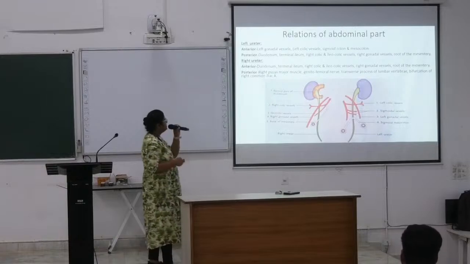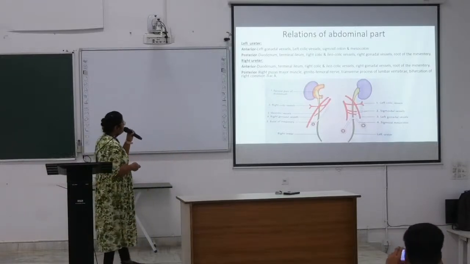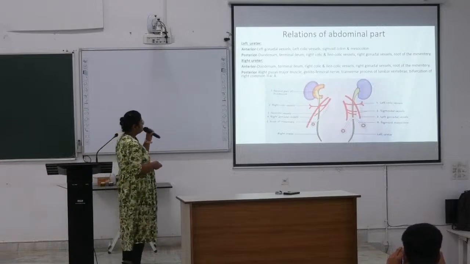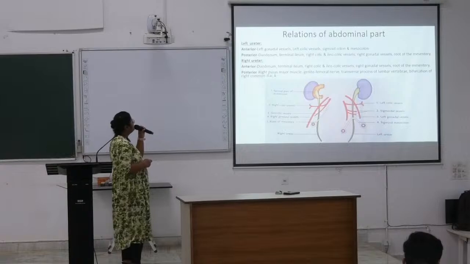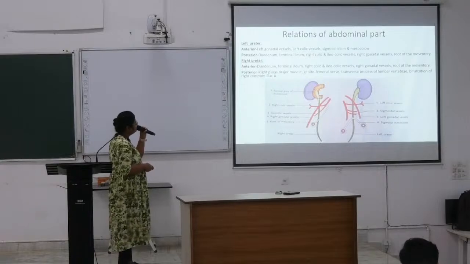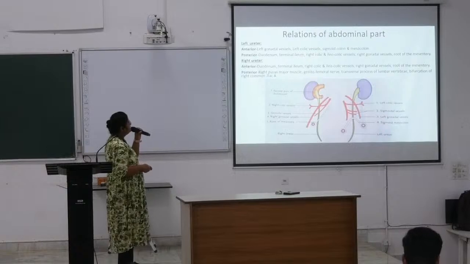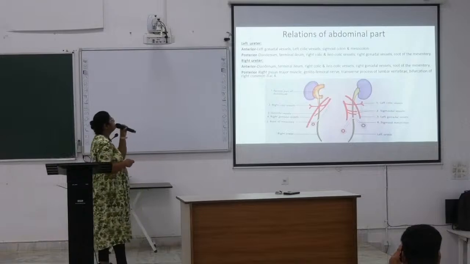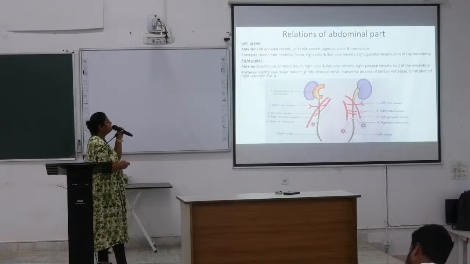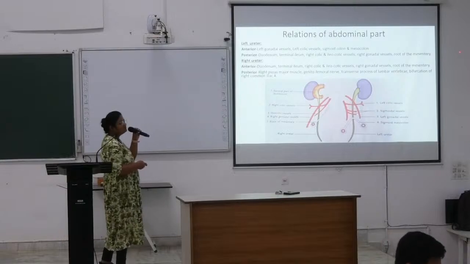Now the relations of the abdominal part of the ureter. Left ureter, this is on the left side. Anterior relation is left gonadal vessels, left colic vessels, sigmoid colon and mesocolon. And posterior relation is duodenum, terminal ileum, right colic, ileocolic vessels, right gonadal vessels, root of the mesentery.